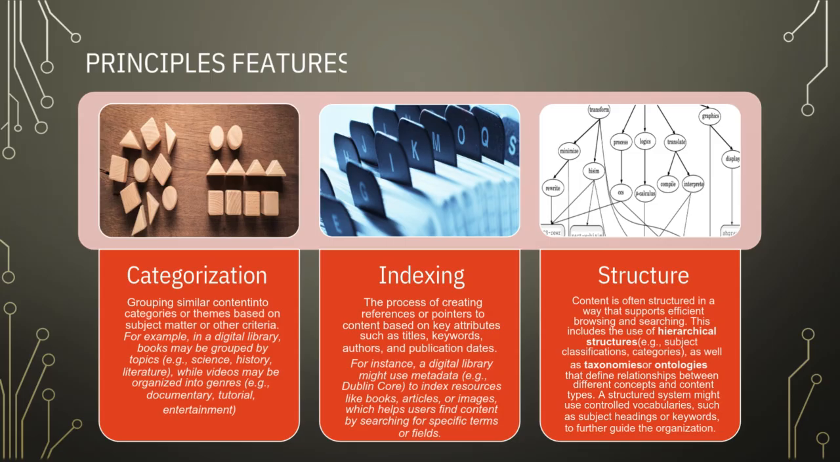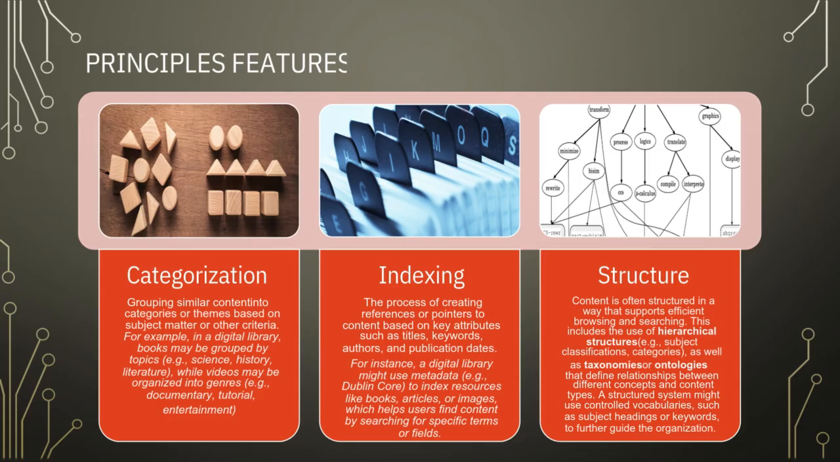For example, in an academic digital library, theses may be categorized under disciplines such as computer science, information science, or business studies. Within a digital repository, research outputs might also be categorized as journal articles, conference papers, or datasets. This helps users immediately understand what type of material they are accessing.